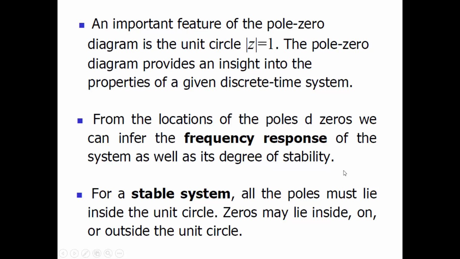as well as its degree of stability. Now, for a stable system, all the poles must lie inside the unit circle. This is a condition. So, zeros may lie inside, on the circle, or outside the unit circle. Even the poles cannot lie on the unit circle because the system will then become oscillatory at that point. So, zeros can lie inside, on the circle, or outside the unit circle.